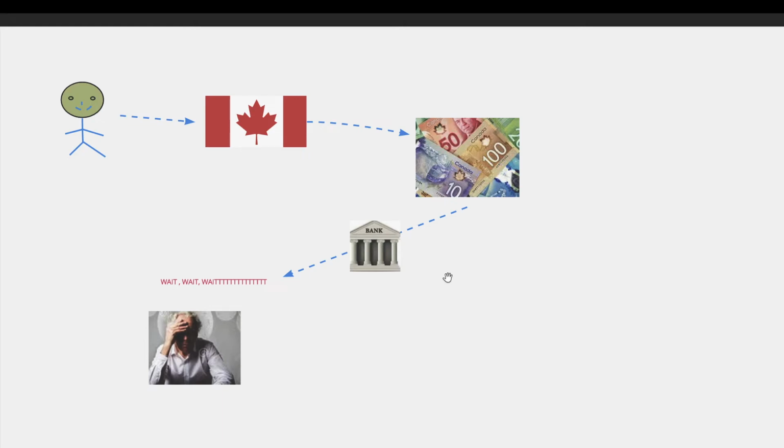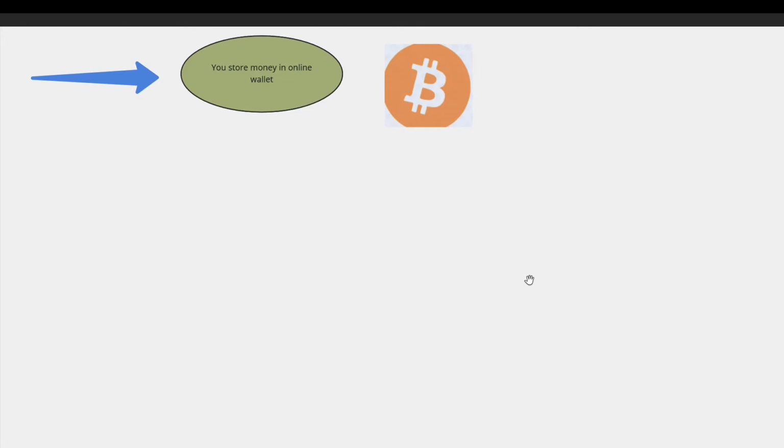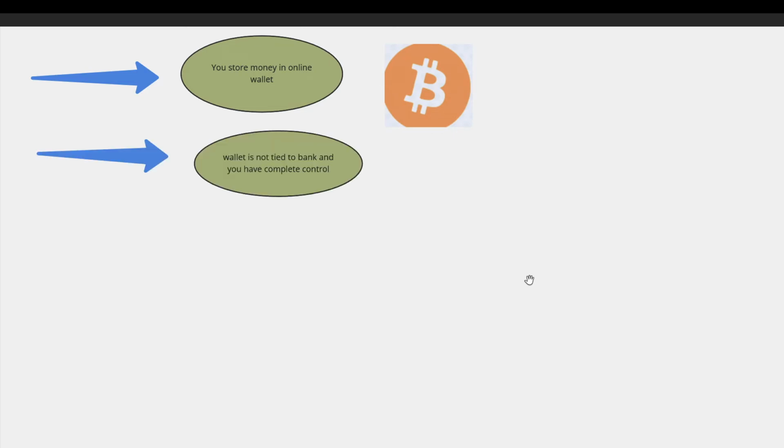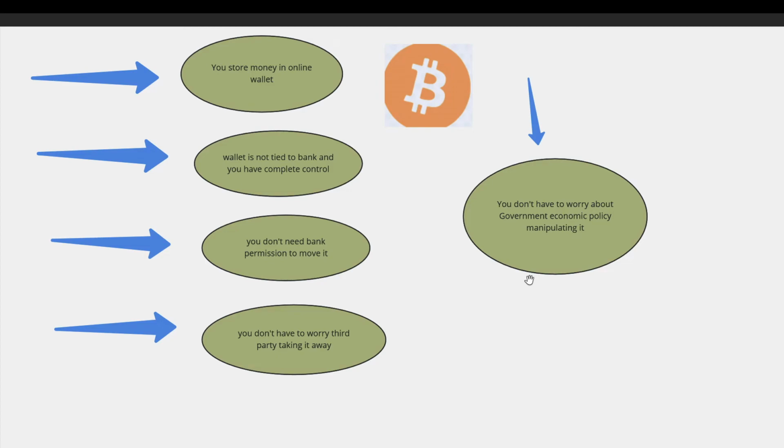But how can this problem be solved? By problem I mean not giving the commission to a third party and being able to send the money instantly. Bitcoin solves this issue. How? Because you have your own online wallet where you store your money or your Bitcoin, and that wallet is not tied to any bank, and you have complete control over your personal wallet. You don't need a bank or any permission from a bank to move it. You don't have to worry about any third party taking it away. You don't have to worry about any government economic policy manipulating it.